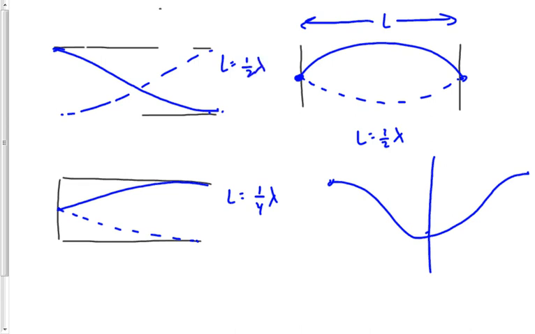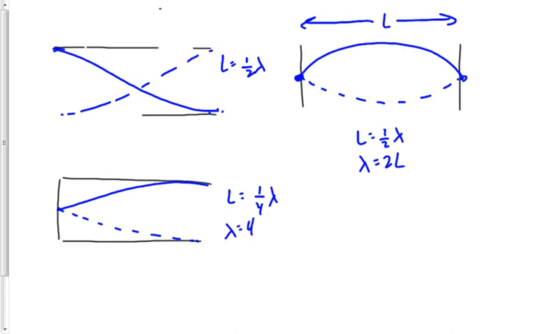Now, we want to rearrange each of these to solve for lambda. Lambda here would be 2 times L. This would be 4 times L. And this would be 2 times L.